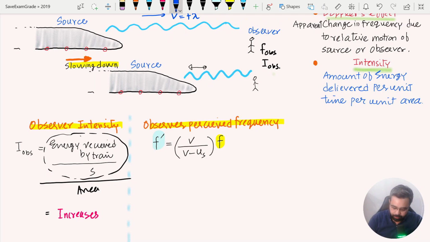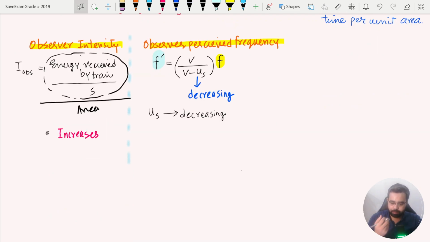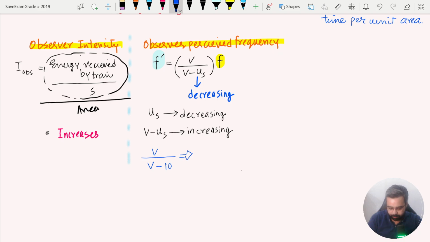Now we must remember that this vs is decreasing. If the speed of the source is decreasing, the denominator, v minus vs, must be increasing. You can take an example: if the source speed was 10 meters per second, it becomes v minus 5, and then it decreases further to v minus 2. As you see, the denominator is increasing, from v minus 10 to v minus 5, then to v minus 2.